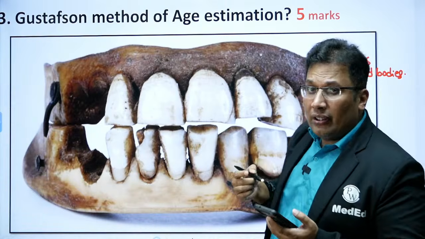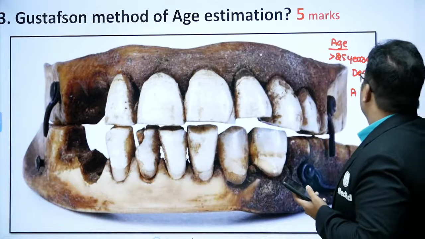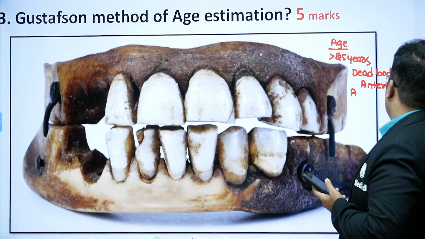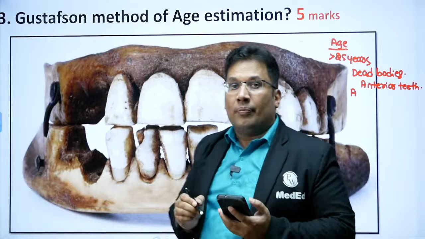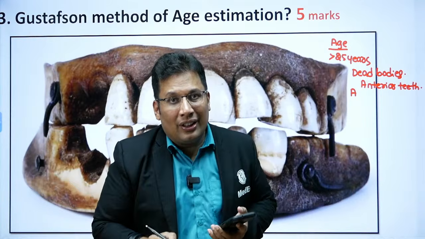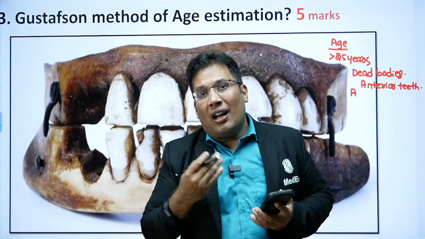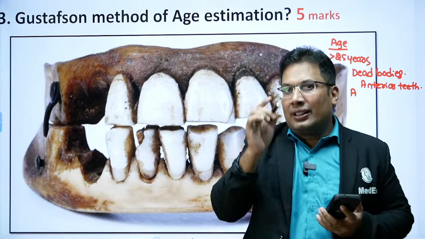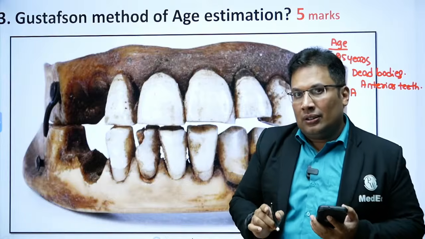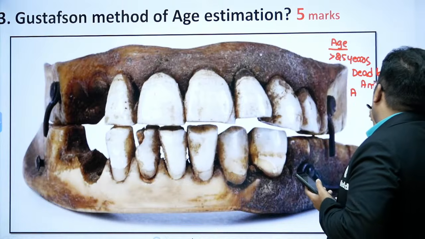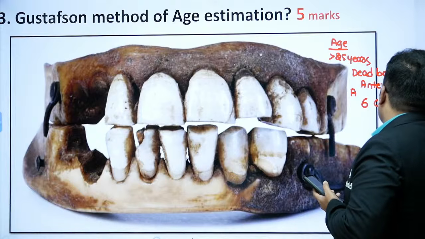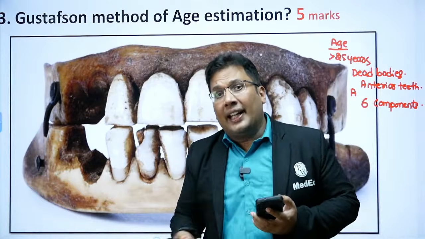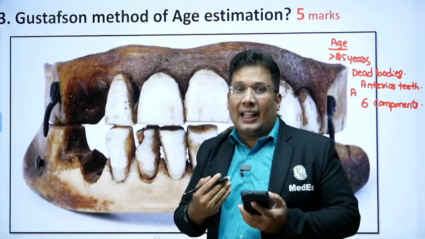The most common teeth used is anterior teeth. Again, it's a very important viva question. The most common teeth used are either incisor or canine, or premolars, not the molars. The third molar is least preferred. Then it has 6 components, and each component has a grading, +1, +2, +3 like that.